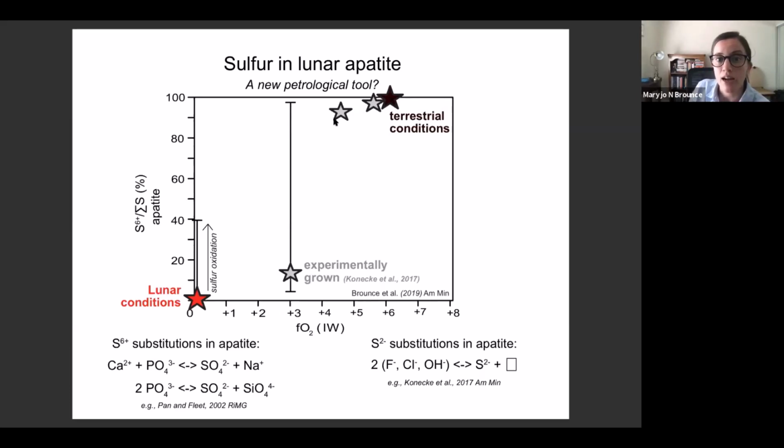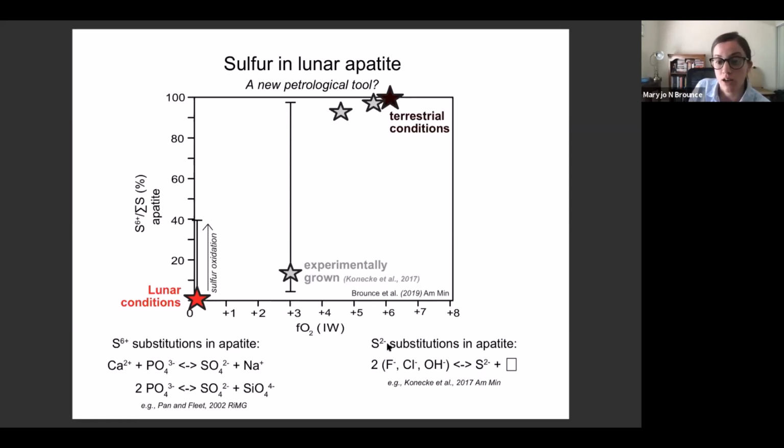And then here are some of Brian Konecki's experiments where he's setting and controlling his FO2 and growing apatites that appear to have mixed sulfur speciation. And what you see forming maybe is that characteristic sigmoidal form of the relationship between oxidation state of sulfur and oxygen activity, like we see in silicate melts, which suggests that we might be able to use the oxidation state in apatite as a new petrologic tool.